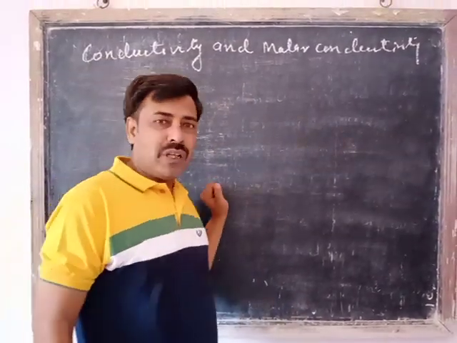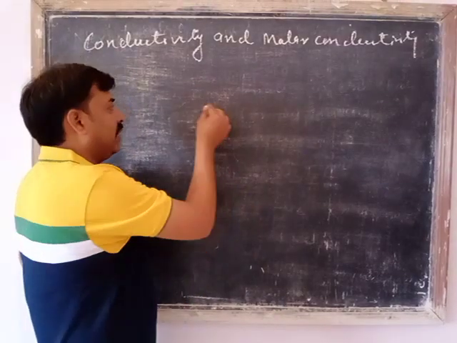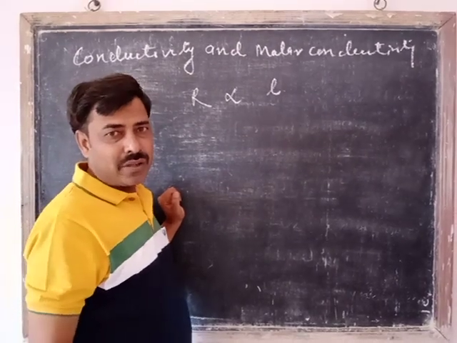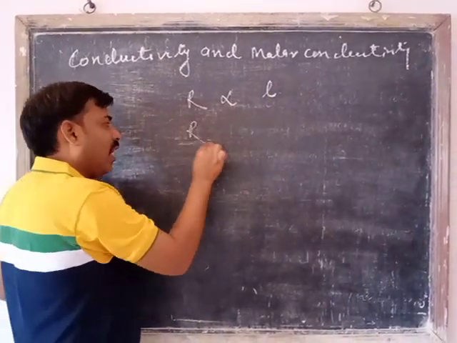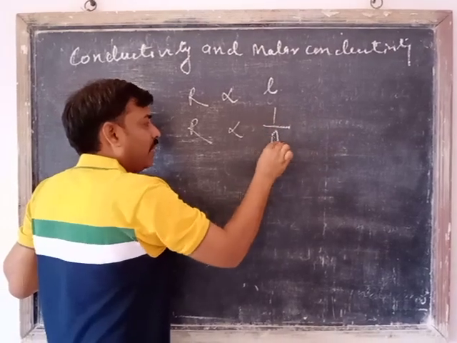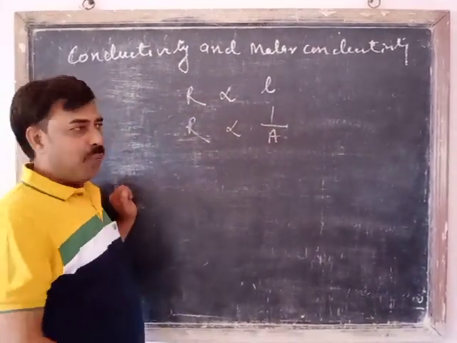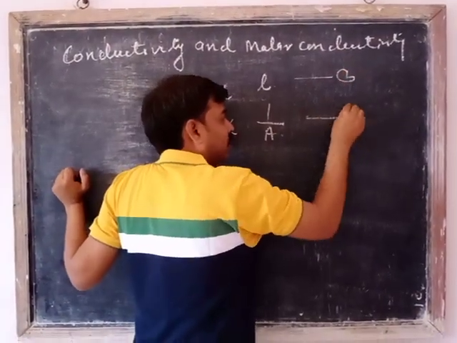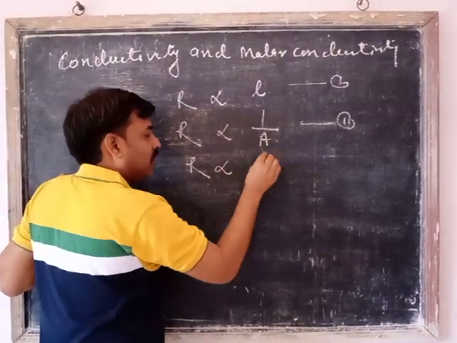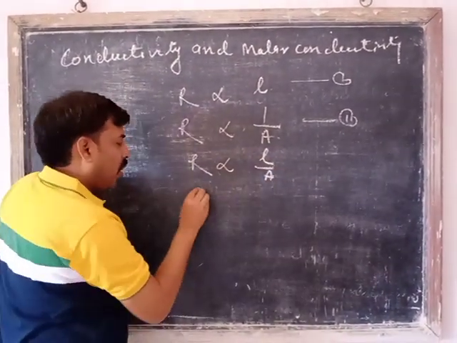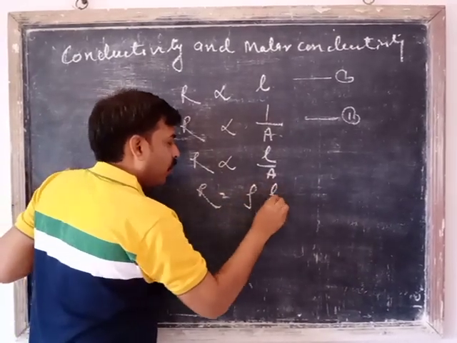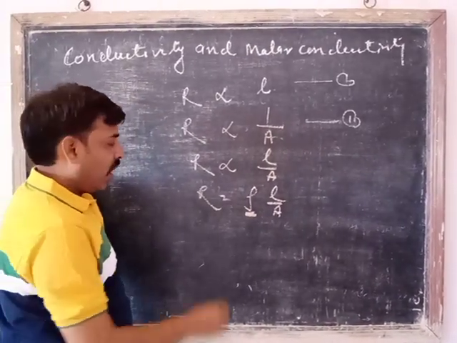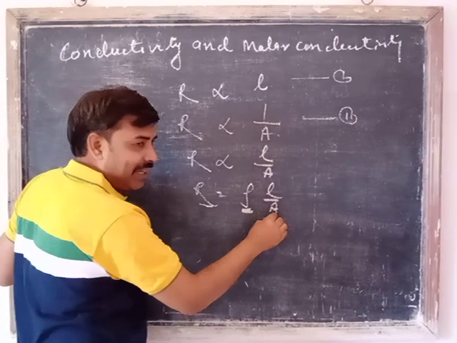When we talk about resistance, we have already studied that R is proportional to the length of a conducting wire. Similarly, resistance R is inversely proportional to the area of cross-section. So from these two equations, equation 1 and equation 2, we can write that R is proportional to L by A, or R equals rho L by A, where rho is resistivity, R is resistance, L is length, and A is area of cross-section.